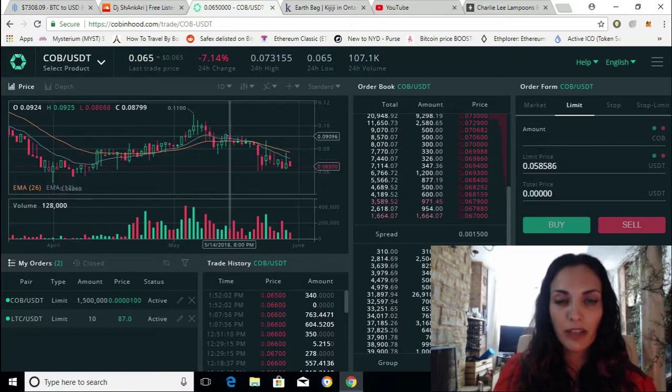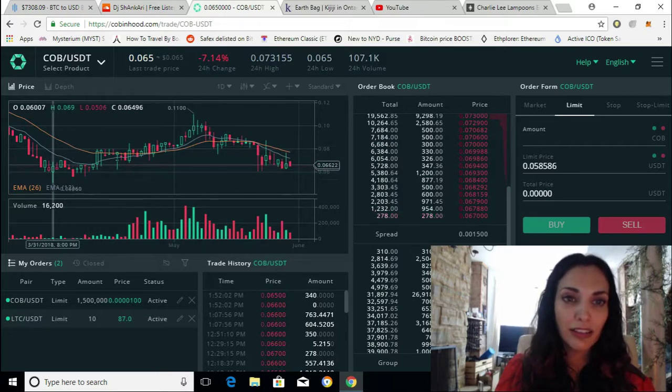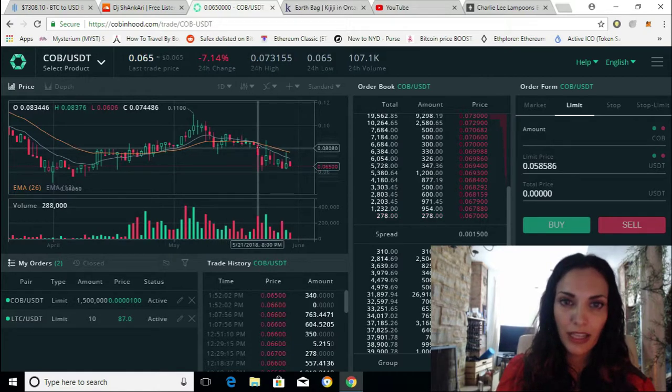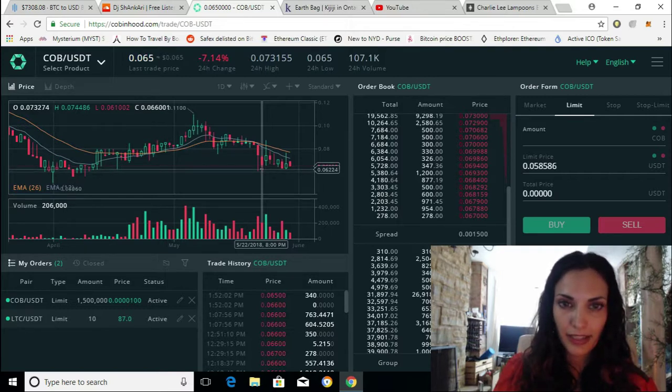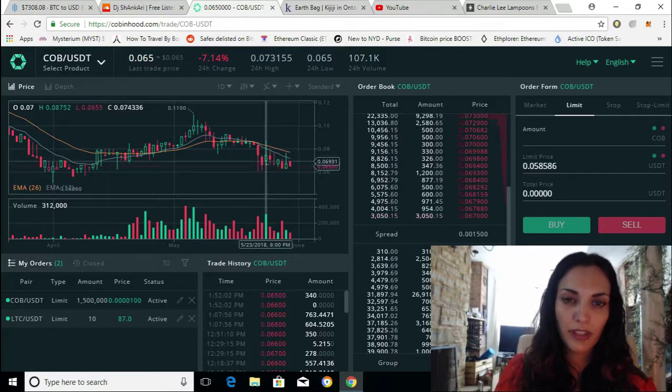So I'm just waiting for a better price than 8 cents is what I want to buy at, because I know that all these people bought it below 8 cents, so I want to buy it below 8 cents as well. And then eventually the price did drop, so it went down to 6 cents, and that's where I put my buy order. And over here I caught it at 6 cents. And so now that I've gotten a good chunk of Cobinhood, I want to buy it even lower.